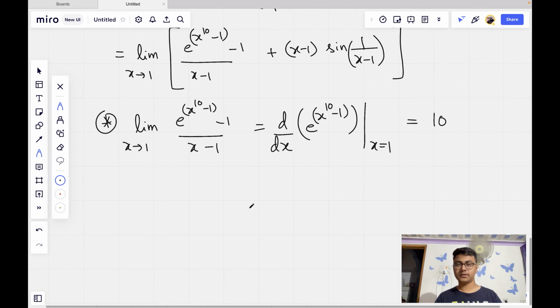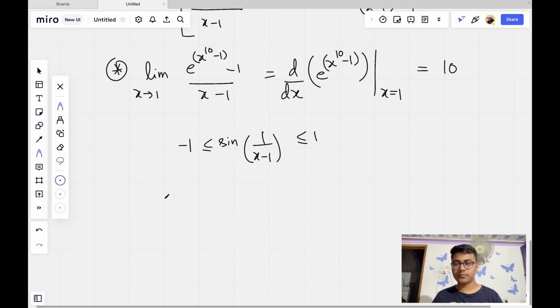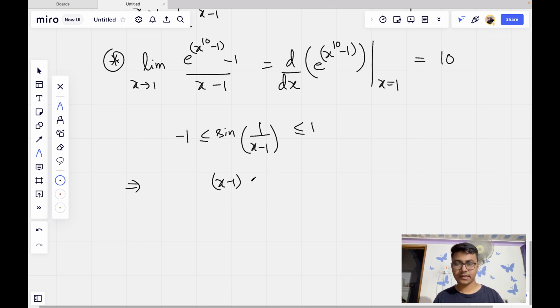Now we look at the second limit. First of all, we'll just use the squeeze theorem for this. So sine of 1 by x minus 1, whatever be the value inside these brackets, since we are using the sine function, has to lie between these limits. So x minus 1 times sine of 1 by x minus 1 is less than or equal to x minus 1 and greater than or equal to 1 minus x.